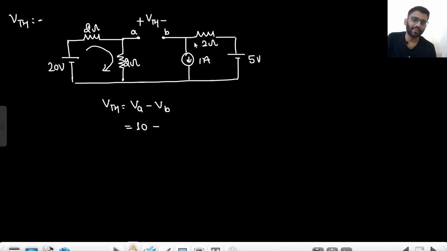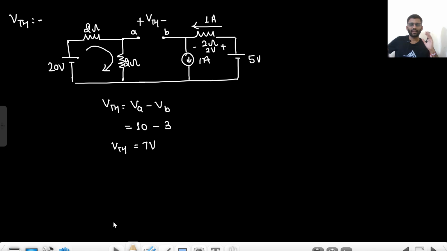What will be VB? If this is 1 ampere current, there will be no current at this side, right? Because this is open circuited, because VTH is open circuited voltage. So no current will be in node B. So this complete 1 ampere current will be flowing that way. That will give a voltage drop of 2 volt. That means your VB will be 5 minus 2, that means 3 volt. So your VTH will be 7 volt.